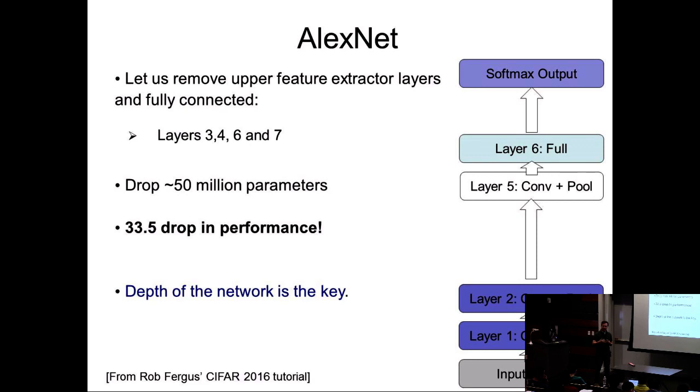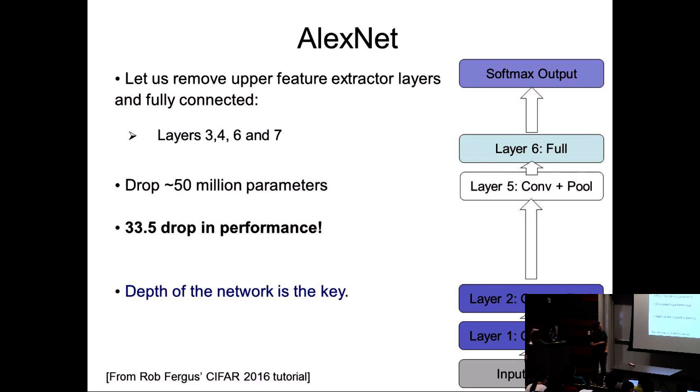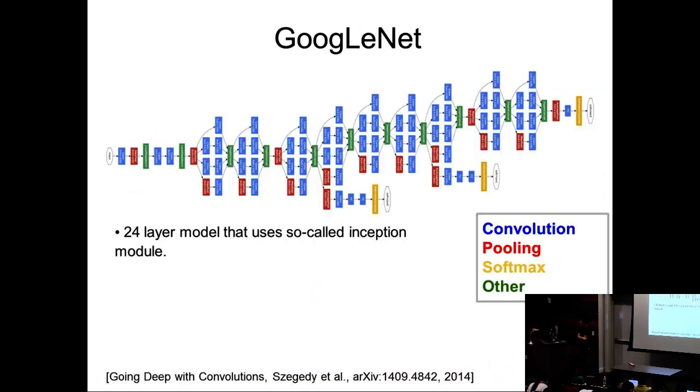So the number of convolutional layers that you're injecting in this particular model actually made a big difference, because the drop in performance is substantial. Then people started looking at these models and figuring out, okay, can we go beyond them? In 2014, Google introduced GoogleNet, which has become one of the baseline models for image recognition. It has 24 layers using so-called inception modules.